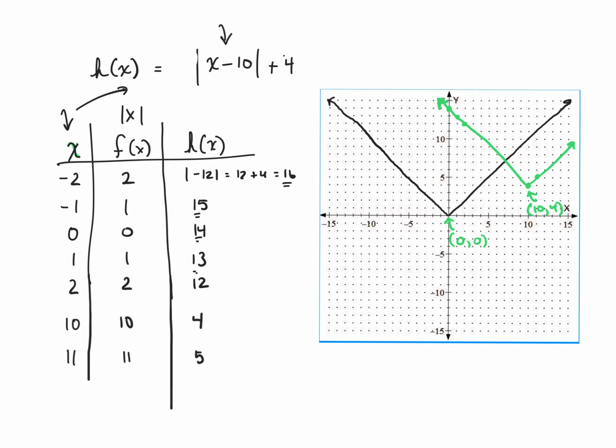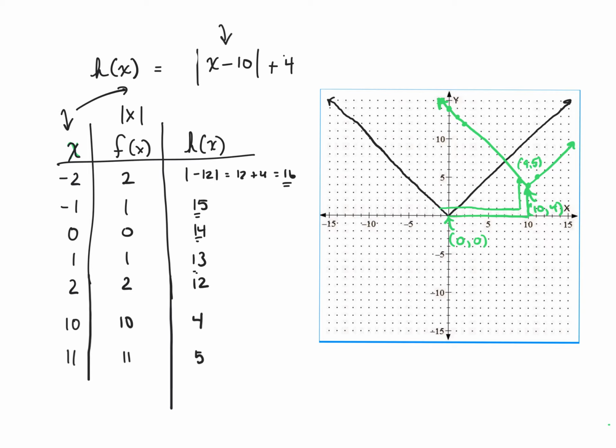So if I take a look at this function here, and I take a look at them all, I say, okay, how are they being moved? Well, they're all being moved over to the right 10, and then they're being moved up 4. So if I take the point negative 1, 1, and I go over 10, that gets me to the value 9, and then I go up 4, it gets me the coordinate now of 9, 5.